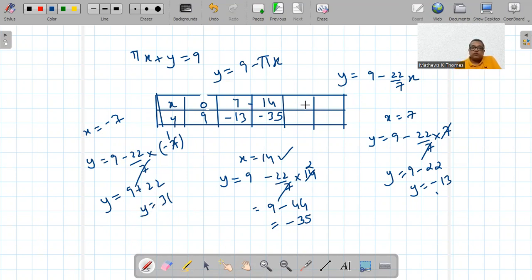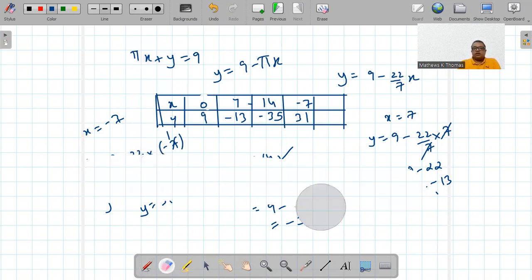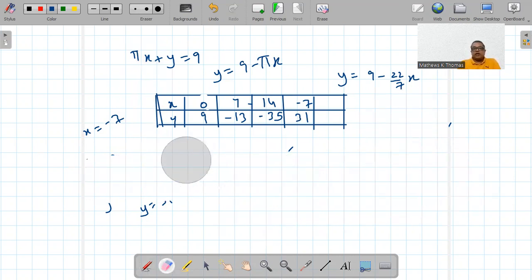So we've got the fourth solution that we wanted, and here we have taken the value of x as negative 7, and we have solved this. As 7 got cancelled, we got minus 1 here, 22, and 9 we added, and we got 31. So this is one way of doing. The other way is, don't take pi as 22 by 7. Then what is going to happen?